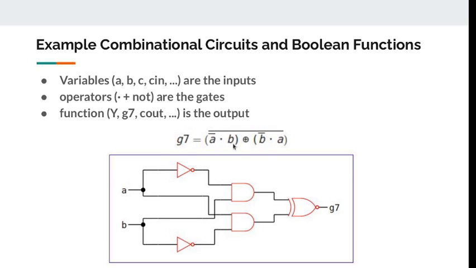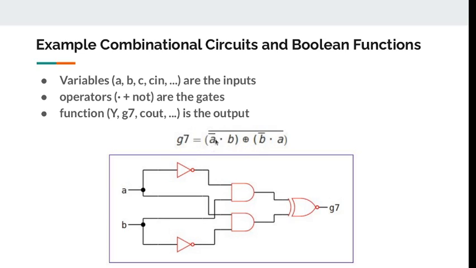So what are the inputs of this? If I'm trying to convert this into a combinational circuit, what are the inputs? My function is this one here. I'm trying to discover the value of G7, and what we're going to see is that the variables inside the function are the inputs. So A and B in this case, B and A here. Those are the inputs of my function, of my combinational circuit. So every variable is going to be an input.